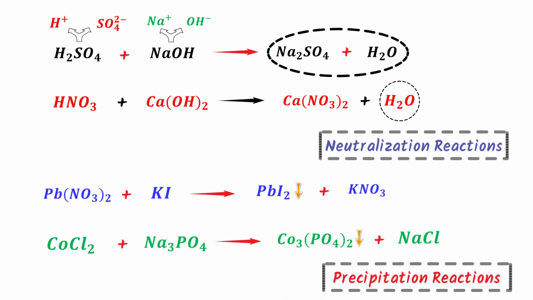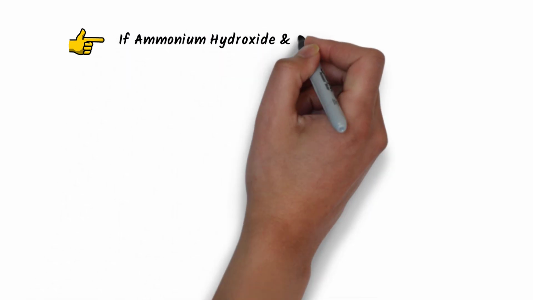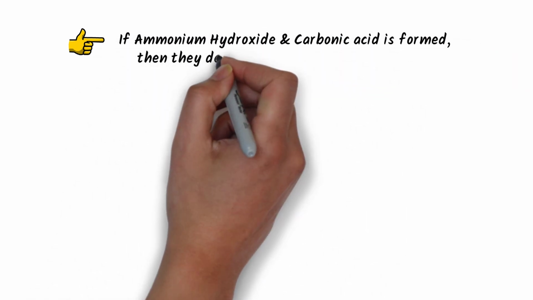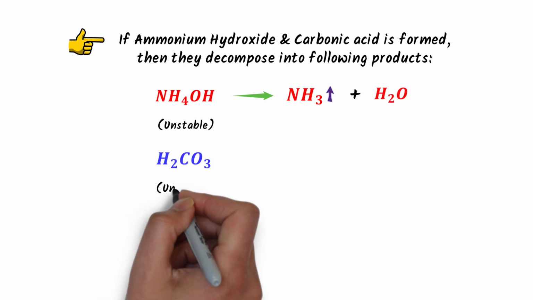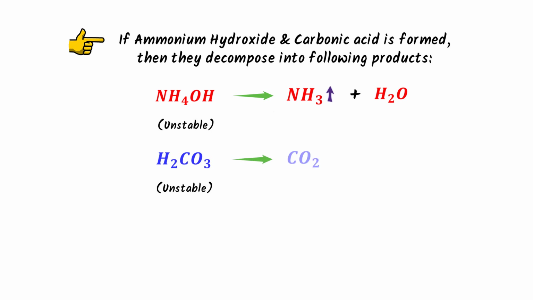Now, in ion exchange reactions, if ammonium hydroxide and carbonic acid are formed, then they decompose into the following products, since they are unstable. So, ammonium hydroxide, being unstable, breaks down into ammonia gas and water. Similarly, carbonic acid, being unstable, breaks down into carbon dioxide and water. Now, if in any reaction such compounds are formed, then they will obviously undergo decomposition.